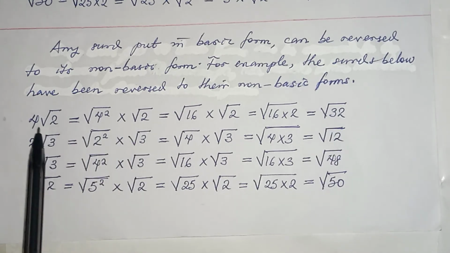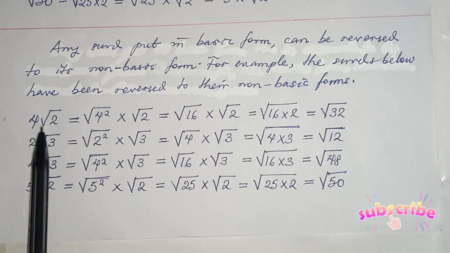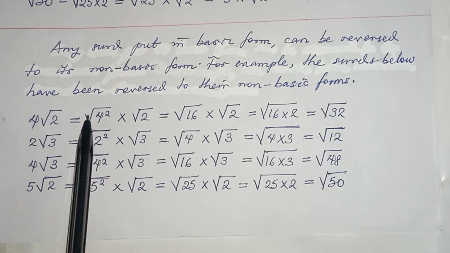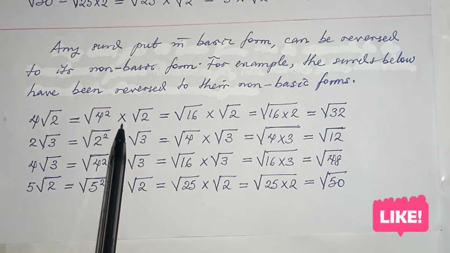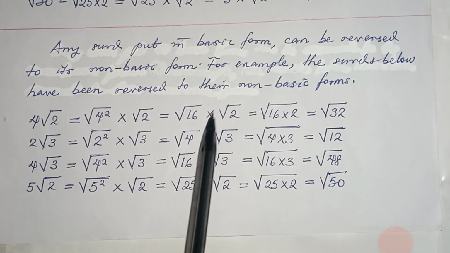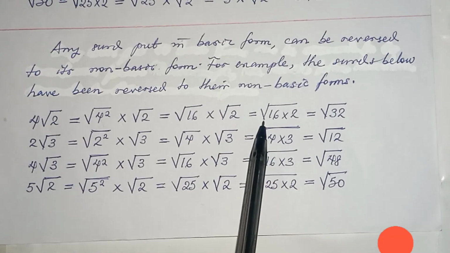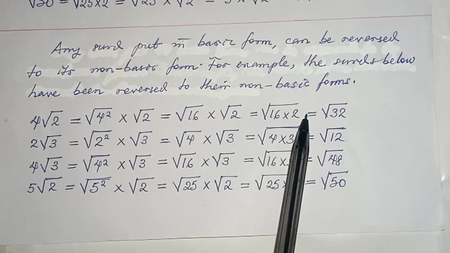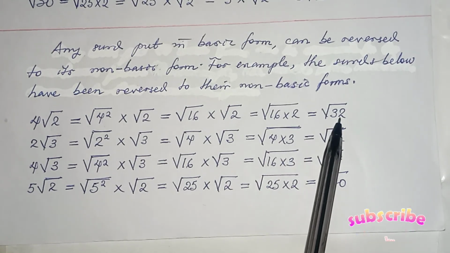How did we do it? All we have to do is to take the square root of the square of 4 and multiply it with the square root of 2. That gave us root 16 times root 2, which by the rule of surds gave root 16 times 2, and the result was root 32.